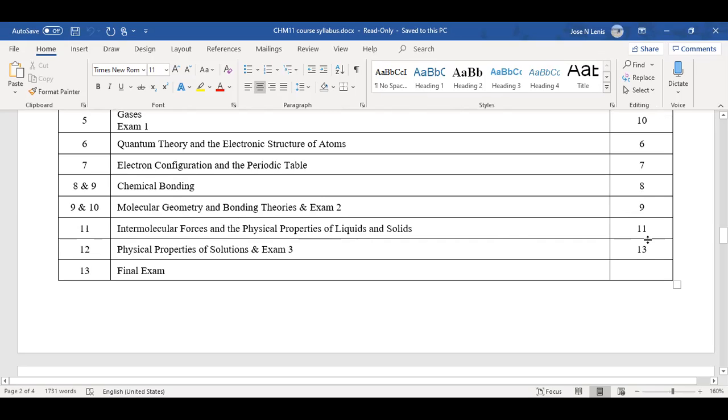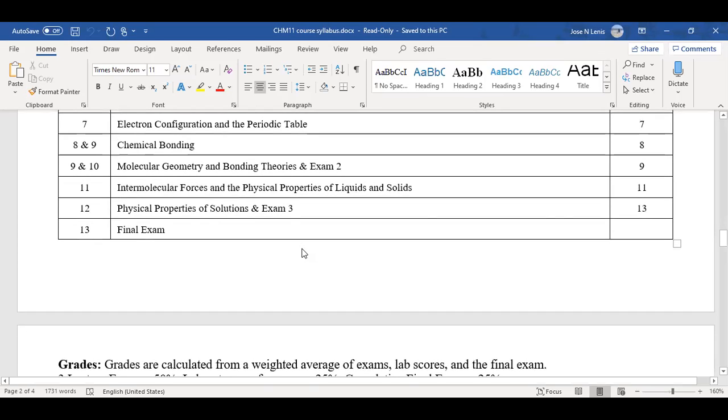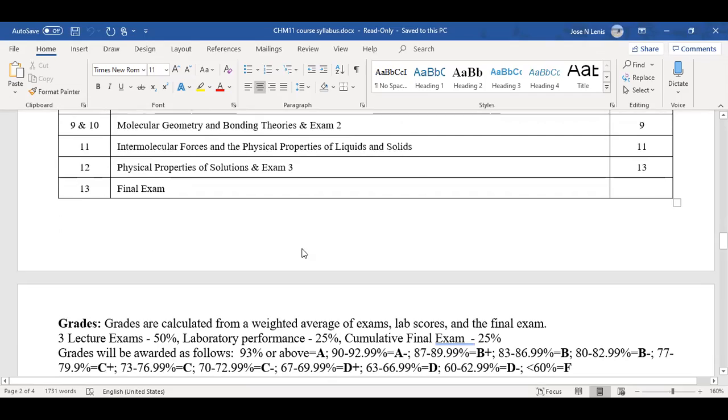These general concepts, you are free to read, because it's more like information, types of materials, application of what we did already. But officially, we cover up to chapter 13 only, which is physical properties of solutions. And here during that week, we'll have exam number 3. So that's the final exam.